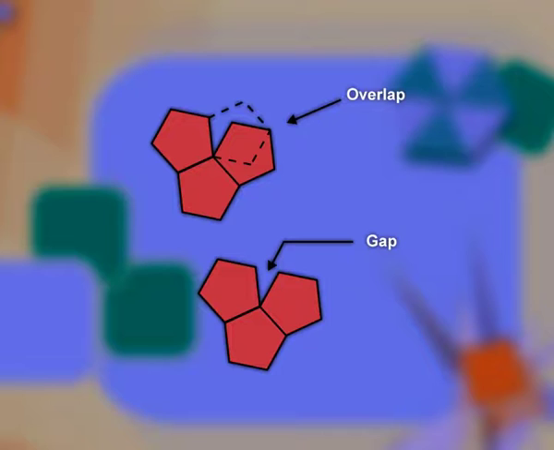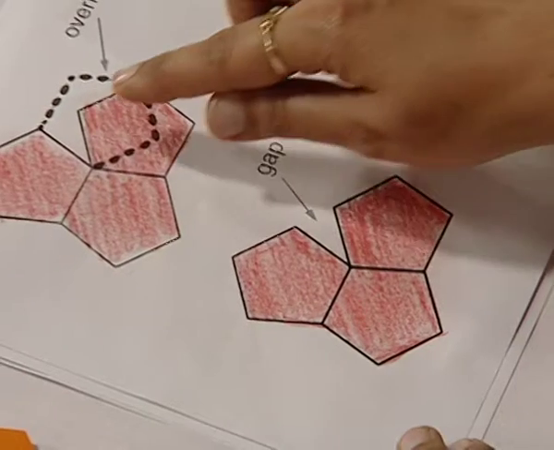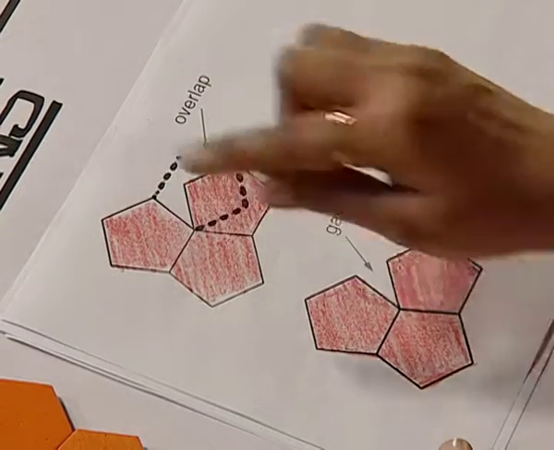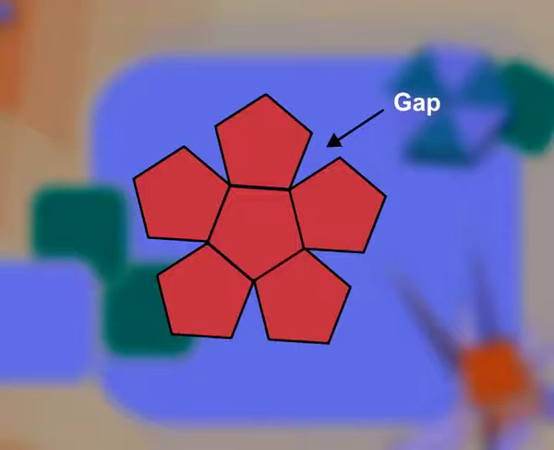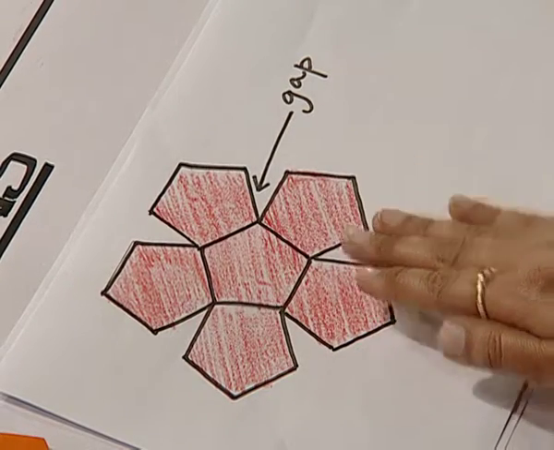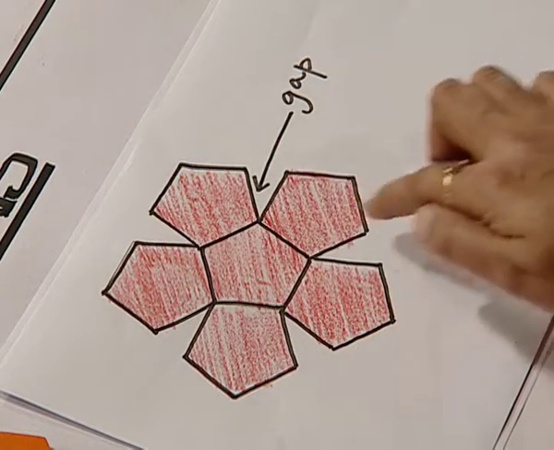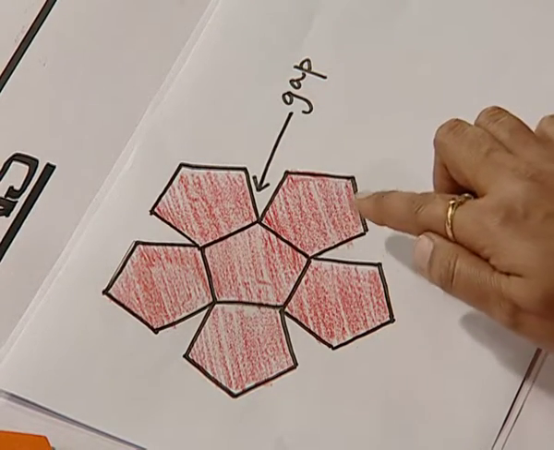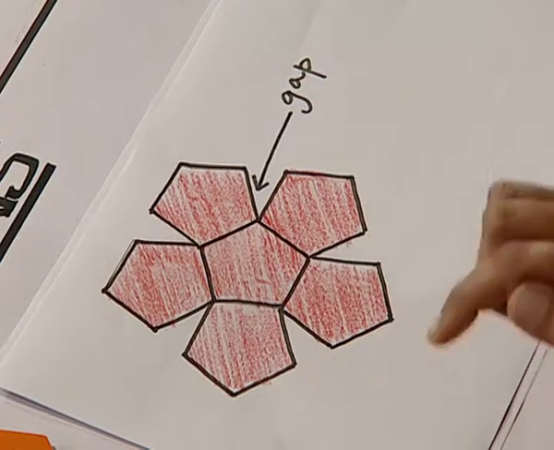Why is that? Because when we place the pentagons together, either it results in a gap, or if we try to cover the gap, it results in an overlap. So, if I try to form a symmetrical design, even though I am able to get a design, because of the resulting gaps, it cannot be said to be a tessellation.